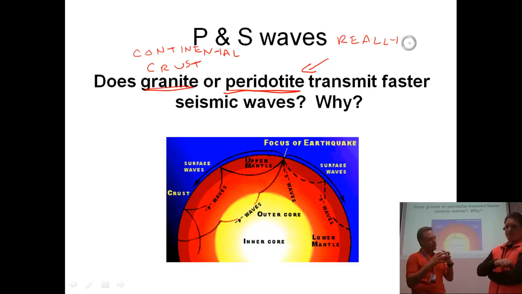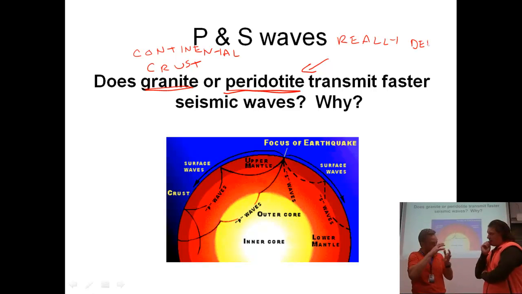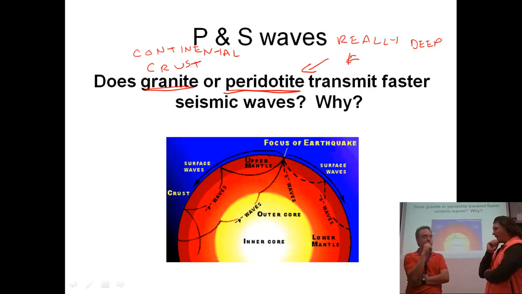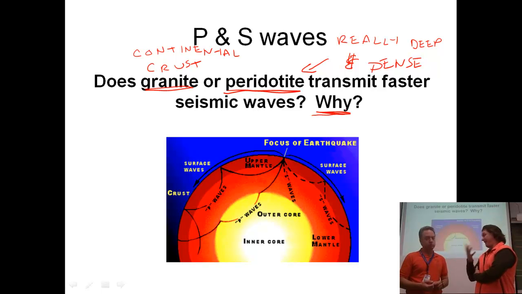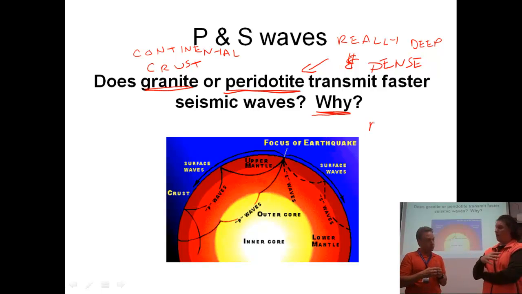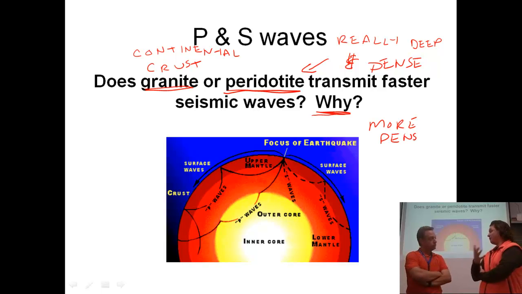So if it's more iron and way down at the base of the mantle, it'd be more compact. Yeah, and I would say it's probably more dense than something like granite. So more dense, like iron, like the rails of the train track. Probably faster through that. Yeah, it could be. So our question here is: does granite or peridotite transmit faster seismic waves? If something that's made of iron is more dense, it's probably going to transmit those waves faster than granite, which is less dense and more silica based.